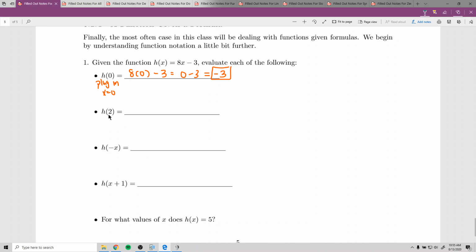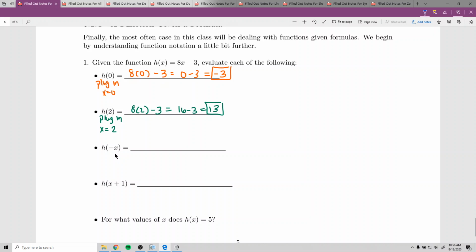Next part, h of 2. What's on the inside is what we plug in for x. We're going to plug in x equals 2. We got 8 times 2 minus 3. 8 times 2 is 16. 16 minus 3 is 13. Now the next two parts might look a little weird, but if we follow what it means to plug in for x, we'll be all right.